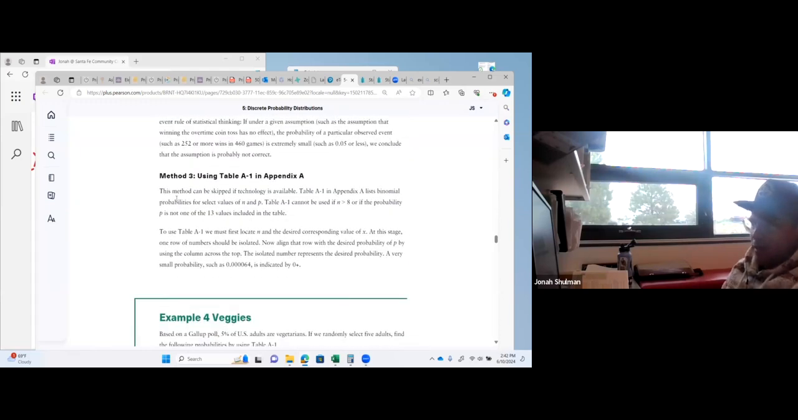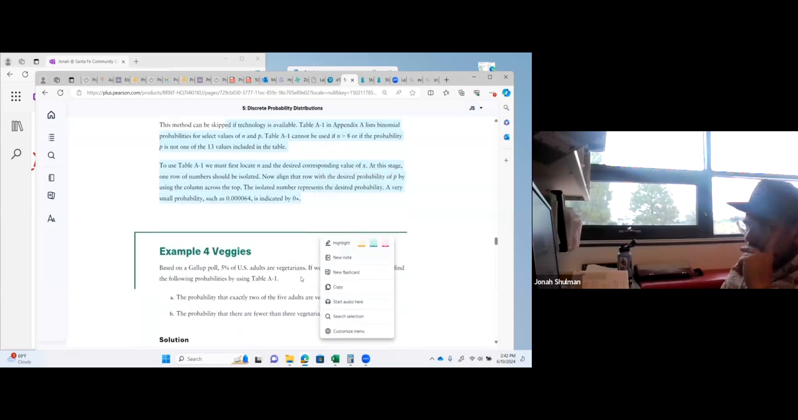All right, let's do this with this appendix A. So this method can be skipped if the technology is available. So basically, if n is bigger than 8, or if the probability is not one of the 13 ones included. So you must first locate n, the corresponding value for x, and align the isolated value. Okay, so we just need appendix A.